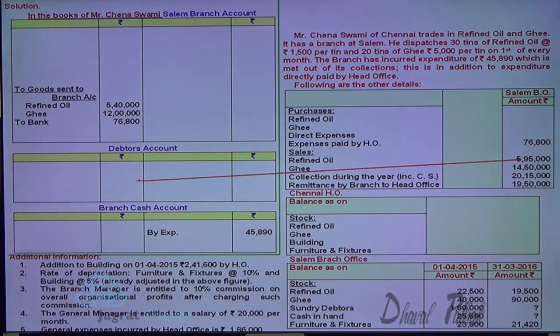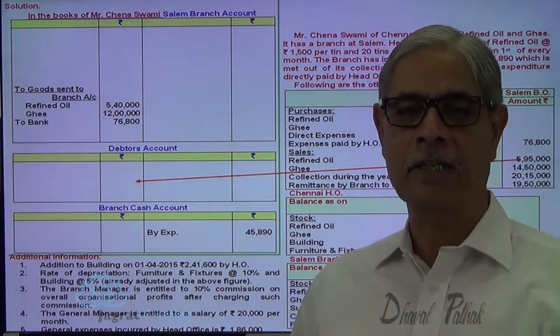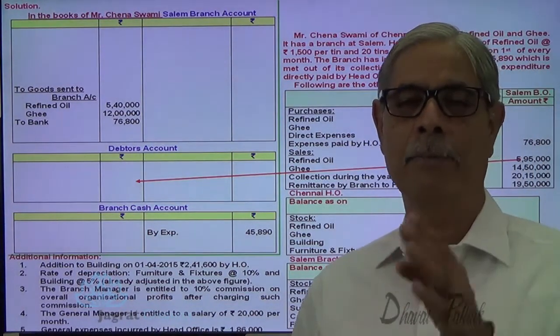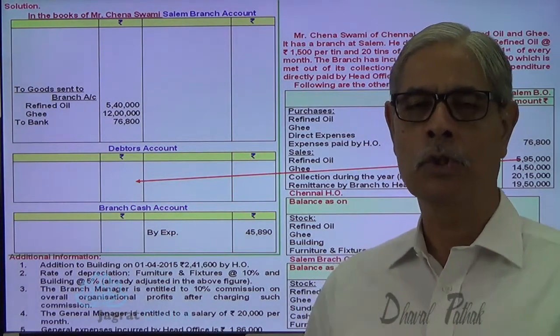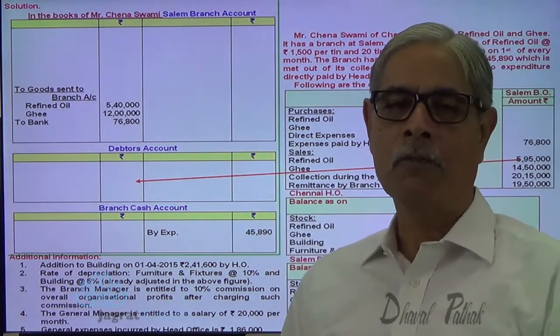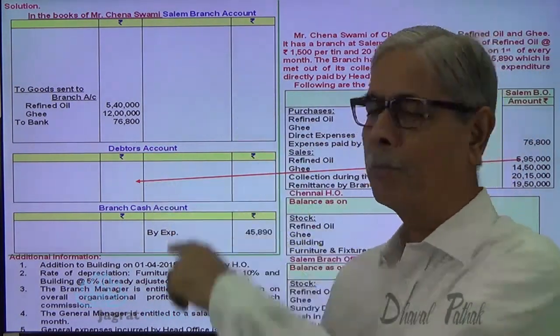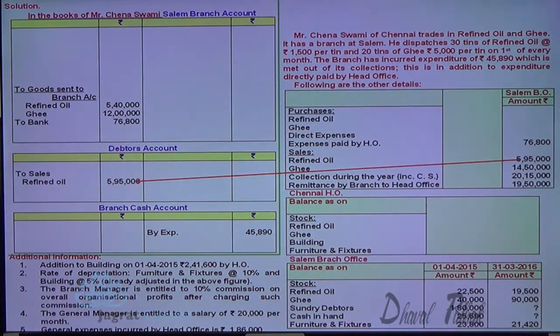Now sales. Now goods are sold by branch to the debtors. It's a transaction between branch and debtors. It is not a transaction between HO and branch. So this sales made by the branch will not be recorded in this branch account, but in this working note debtors that I have prepared, that I write the sales. Similarly, sale of ghee is also debited to debtors account.